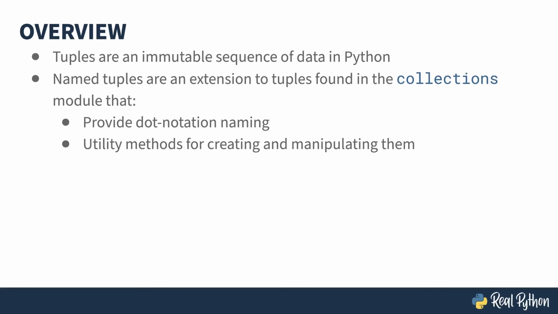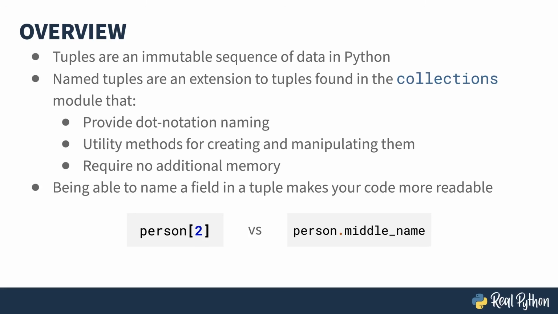Each named tuple automatically comes with some utility methods and extra fields. This allows you to do things like create new instances of an immutable object based on your existing one. And like tuples, named tuples are very memory efficient. In fact, named tuples use no more memory than regular tuples themselves. At the core of it, being able to name a field in a tuple makes your code more readable. Consider these variables, person_index2 and person.middlename. The second one is far easier to understand within the context of your code.